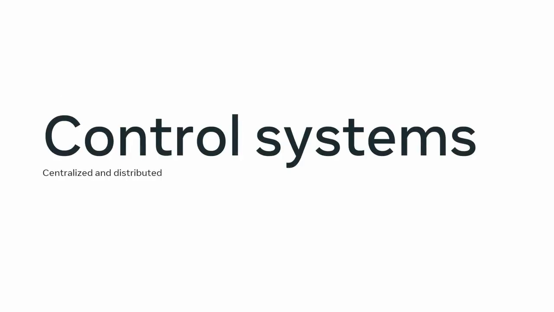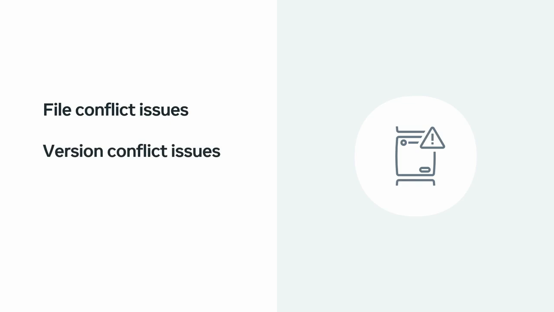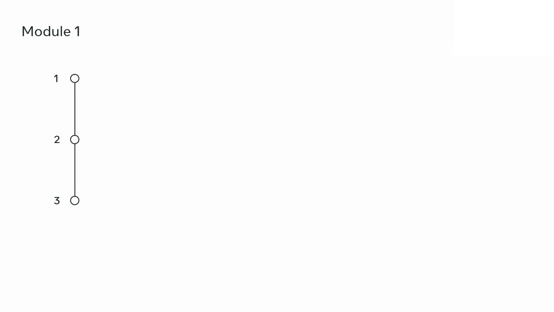There are both centralized and distributed control systems available, and you'll examine the different types of workflows available. Conflict resolution is an important aspect of version control, as it helps users manage file and version conflict issues. You'll get to explore popular methods of version tracking using version control technologies like Git and GitHub, and you will learn how to create and clone a repository in GitHub.